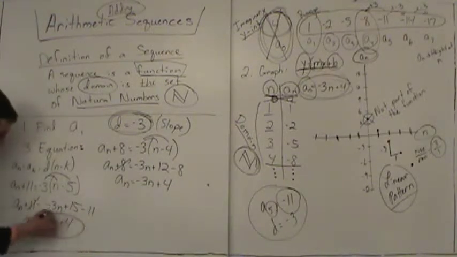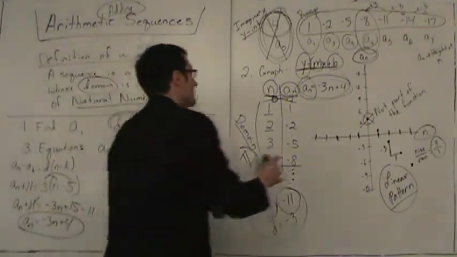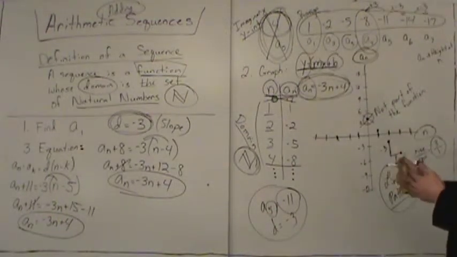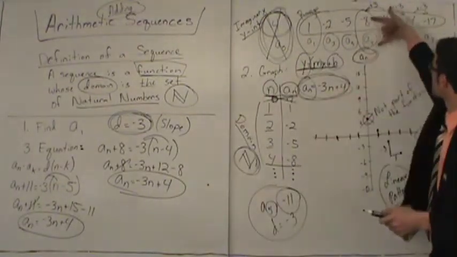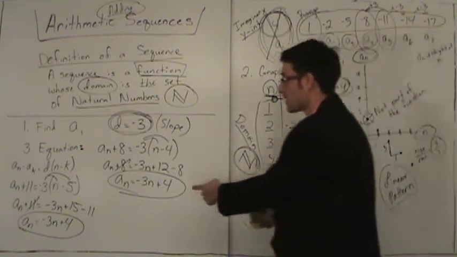So notice, we get the same thing. Same thing. Same thing. Okay, so all three equations are exactly the same. Does it matter which point we use? Does it matter whether we use a sub 4 is negative 8 or we use a sub 5 is negative 11? No, we get the same equation.